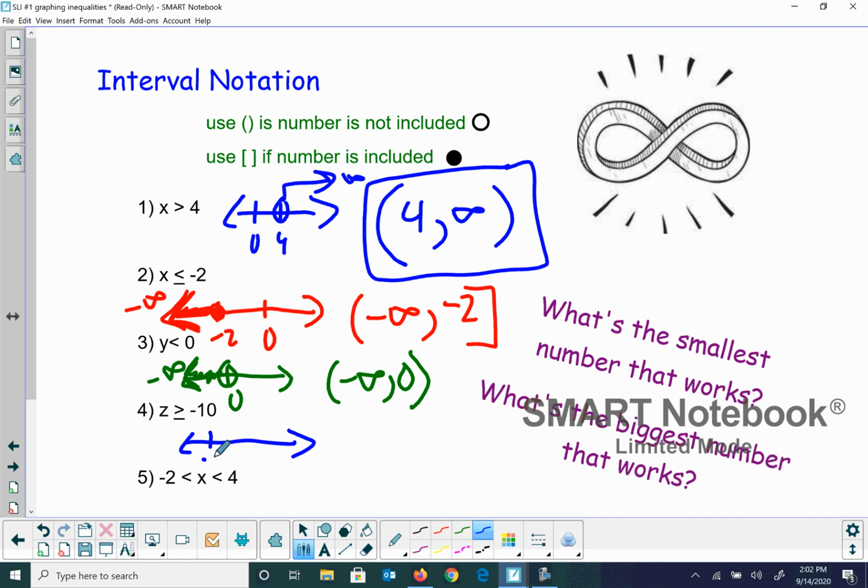Okay, so this one, I got -10 down here, I got 0. I have a solid dot, and we're going to shade it this way. Notice I shaded above the line here. So read it from left to right. Square bracket, -10, hard bracket to infinity.